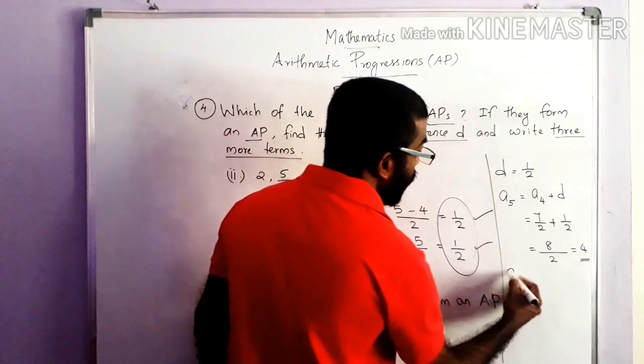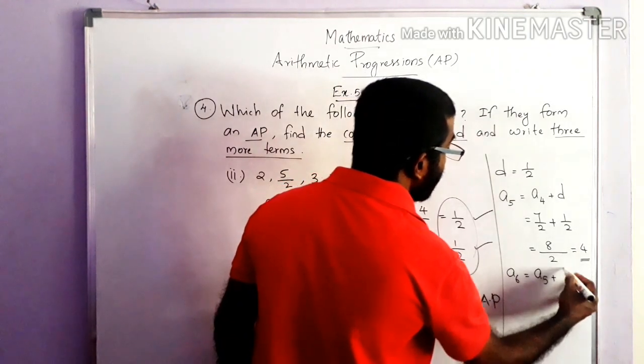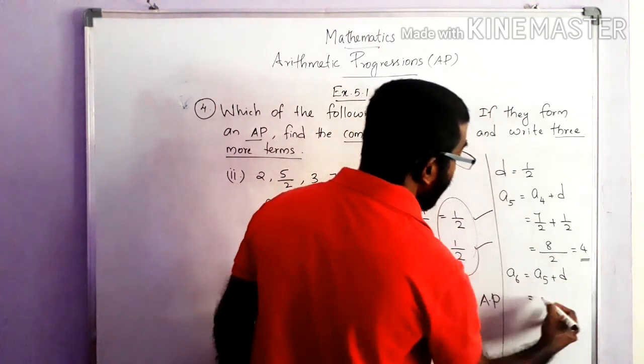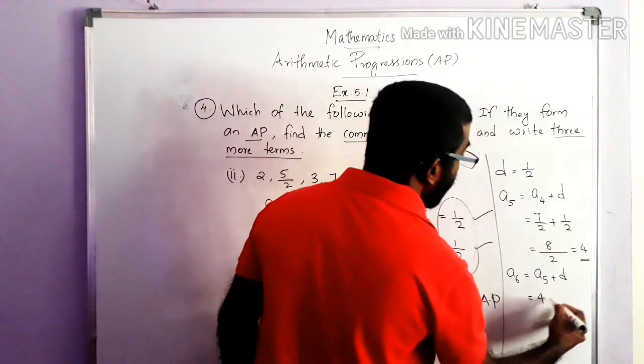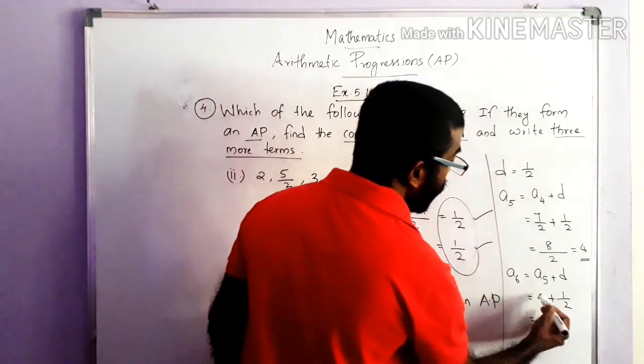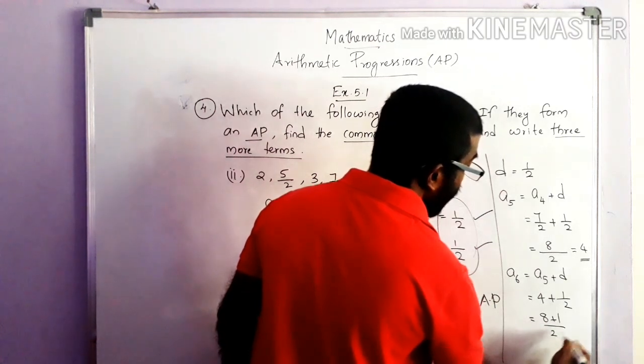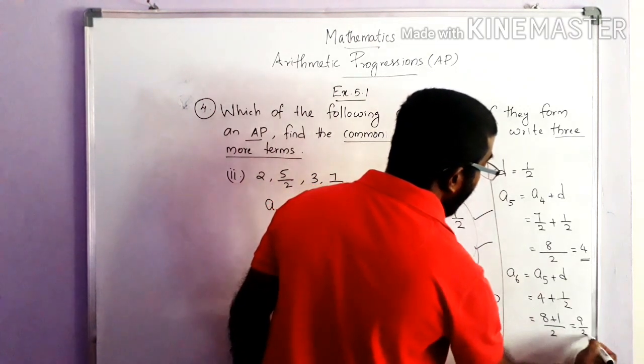Now the next term, that is A6, which is equal to A5 plus D. A5, 5th term, we got it as 4. 4 plus 1 by 2. Here we can cross multiply. 4 2s are 8. 8 plus 1 divided by 2, and it is equal to 9 by 2.